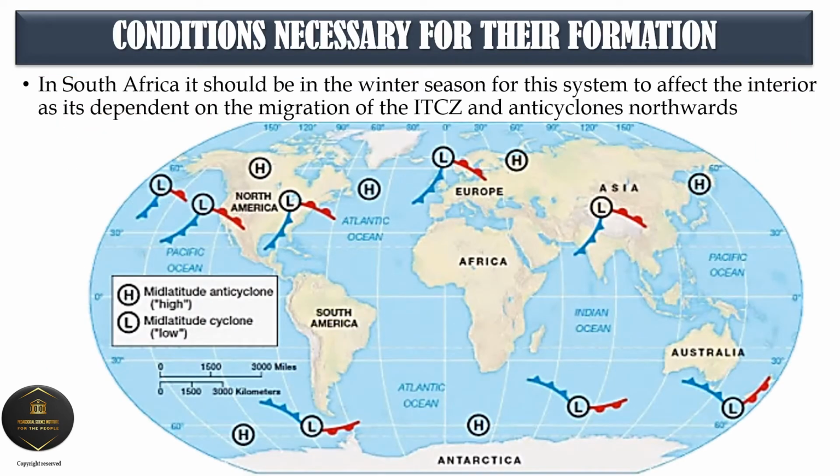Okay, let's do a bit of revision again in this section. Remember now we said in South Africa, for this system to affect us, it must be the winter season, right? And why is that the case? Because the system's effect on the west coast is dependent on the migration of the ITCZ and the anticyclones northwards. Because remember, if it is summer in the southern hemisphere, the ITCZ will be below the equator and the anticyclones will be further south away from the interior. So they will be further south away from their area of origin, right?